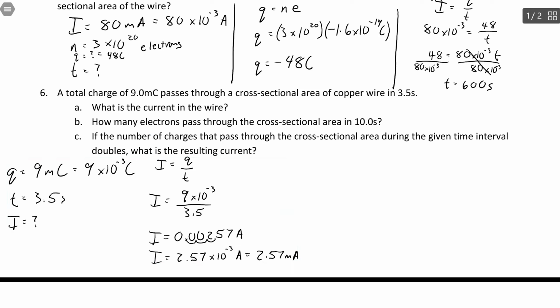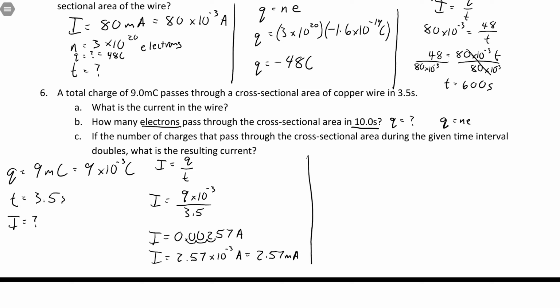So part B says how many electrons pass through the cross-sectional area in 10 seconds. So first, what we need to know is how many coulombs of charge passes through in 10 seconds. Then specifically how many electrons. Then we got to do Q is equal to NE after. So part B is actually like a two-part question.